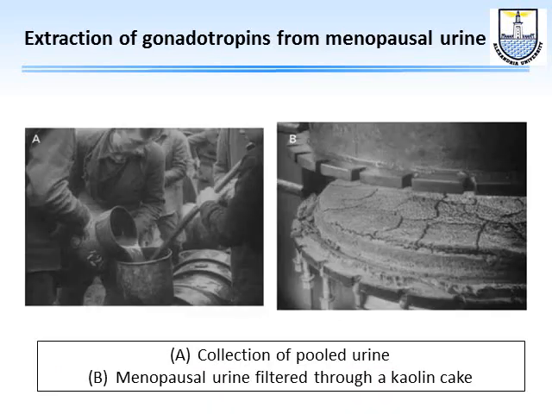And this is how the urine was collected. I'm not going to go into details, but the urine was collected from menopausal women, usually from convents, but from any other source of menopausal women who could provide the urine, and then it was prepared into kaolin cake, and then from there it was purified to obtain the FSH and the LH, which should really be called human menopausal gonadotropin.